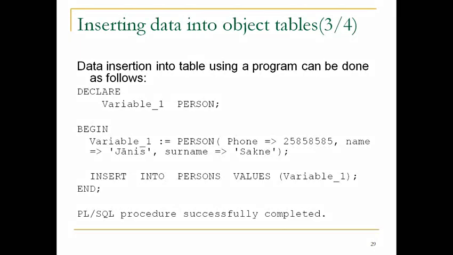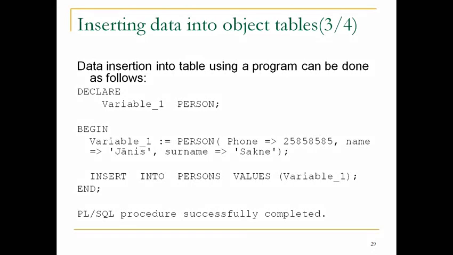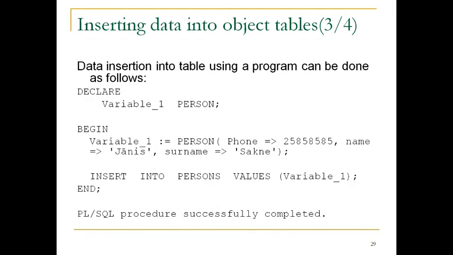Another option is to use a very simple program. Take a variable of type persons, initialize it with the constructor function. The addressing by name is used in this example, but of course the addressing by order would work also. And insert into persons this variable as the only value.